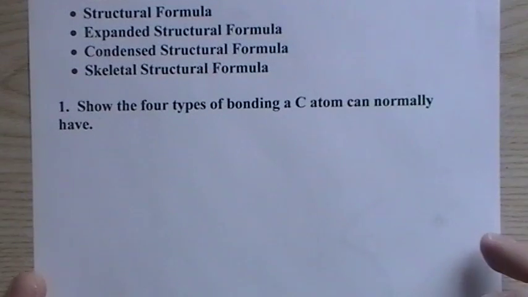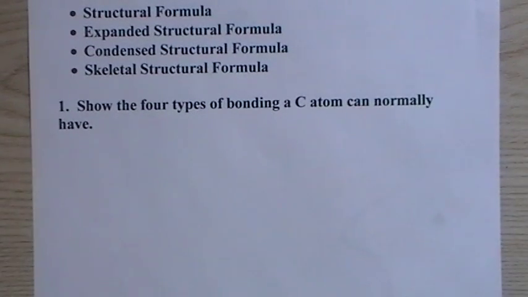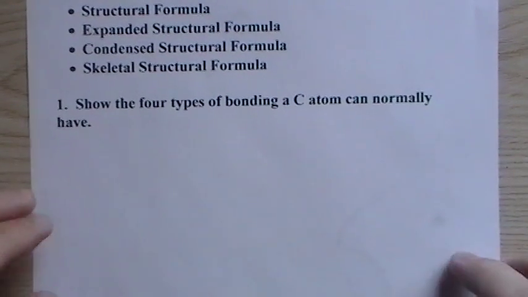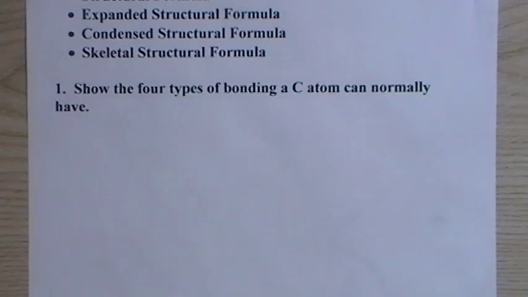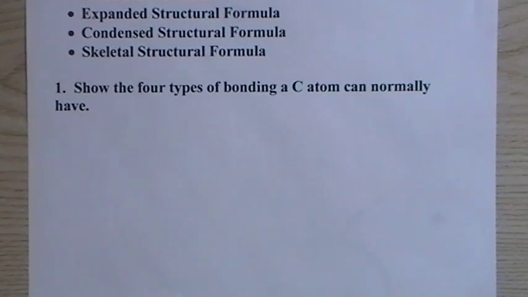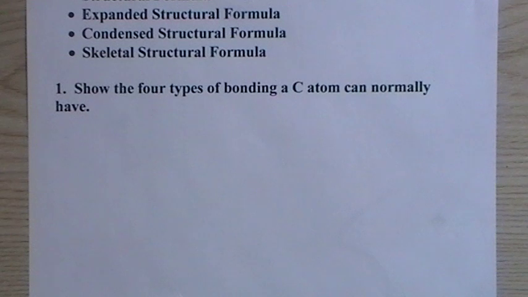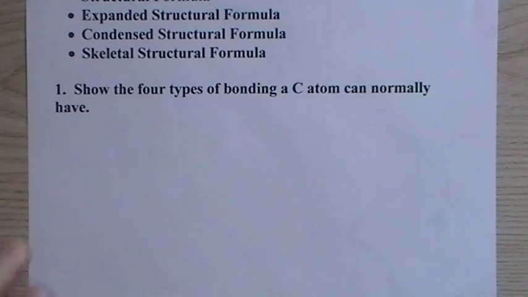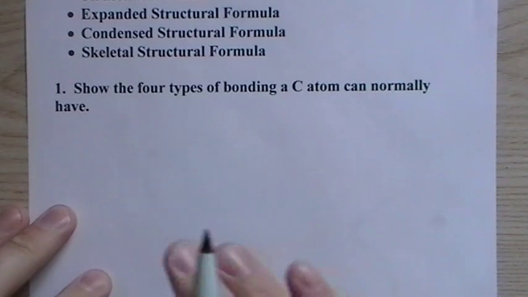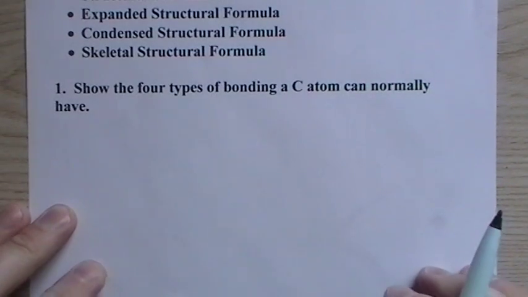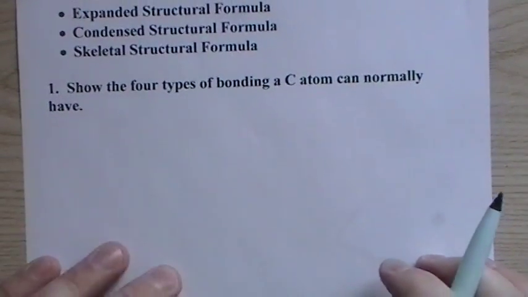Let's look at the first problem. Show the 4 types of bonding a carbon atom can normally have. As I solve the problems, I usually bring up a lot of the theory as we go. But most of what I do in the lecture is give you problems that are going to be very similar to the ones on the exam. So, 4 types of bonding.